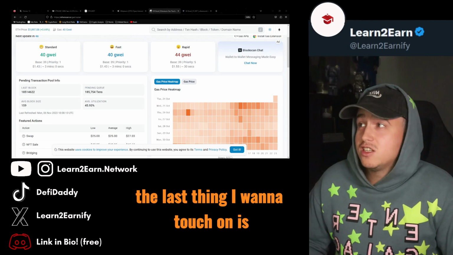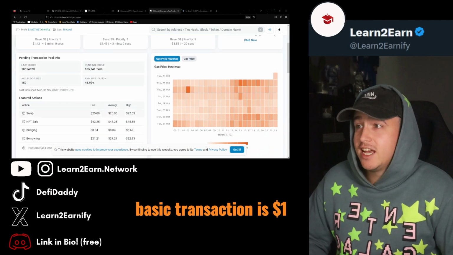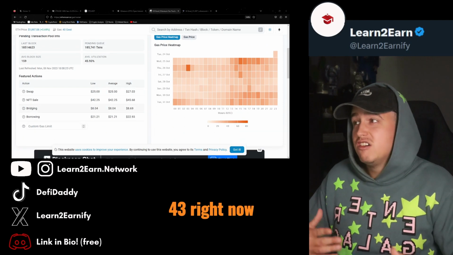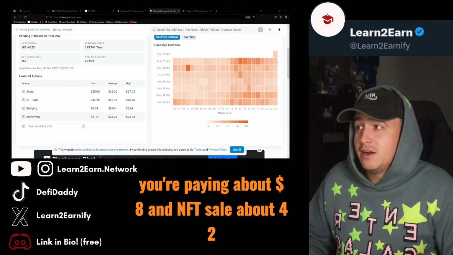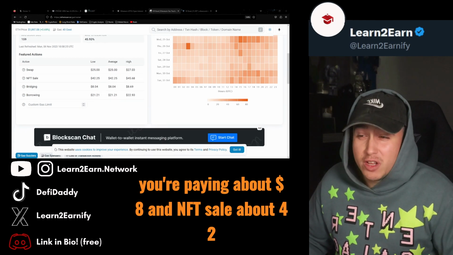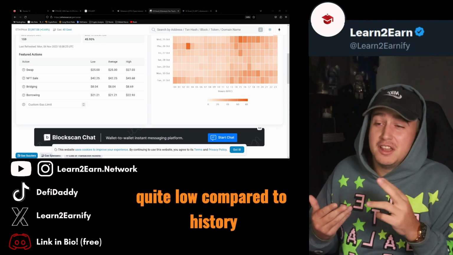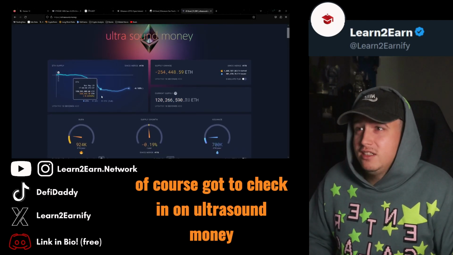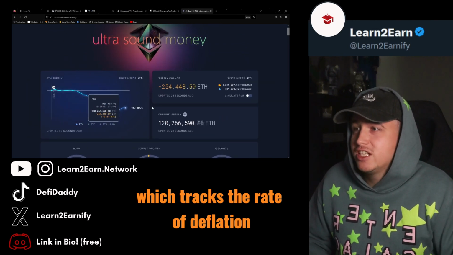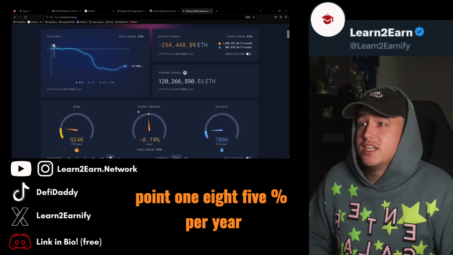Things are looking good. The last thing I want to touch on is Ethereum gas fees. They're pretty cheap. A basic transaction is $1.43 right now. For a swap, you're paying about $25, for a bridge about $8, and an NFT sale about $42. Although these numbers are quite high, proportionally they're quite low compared to history. Of course, got to check in on ultrasound money, which tracks the rate of deflation. So we are currently looking at negative 0.185% per year.